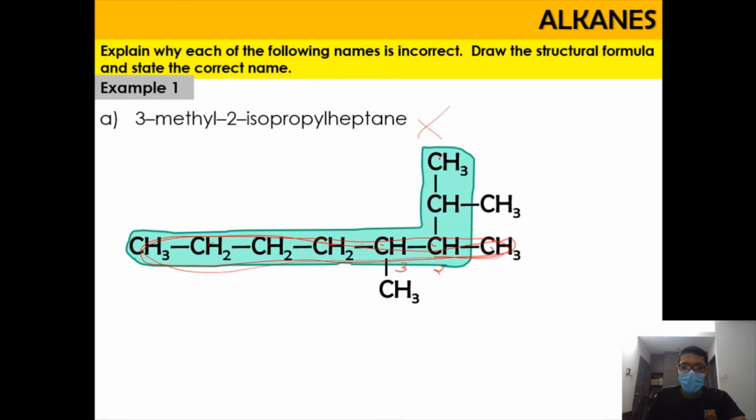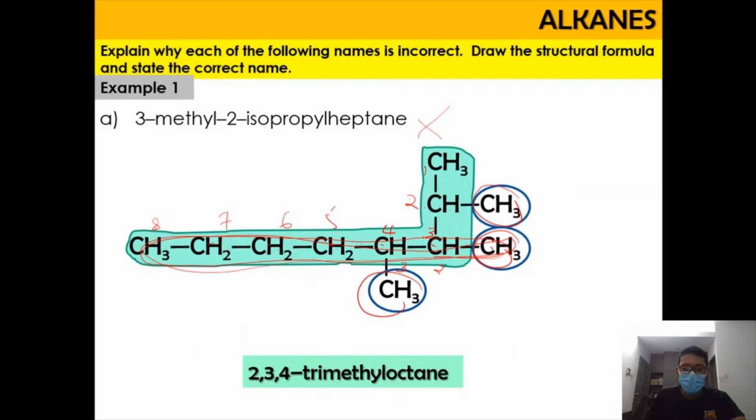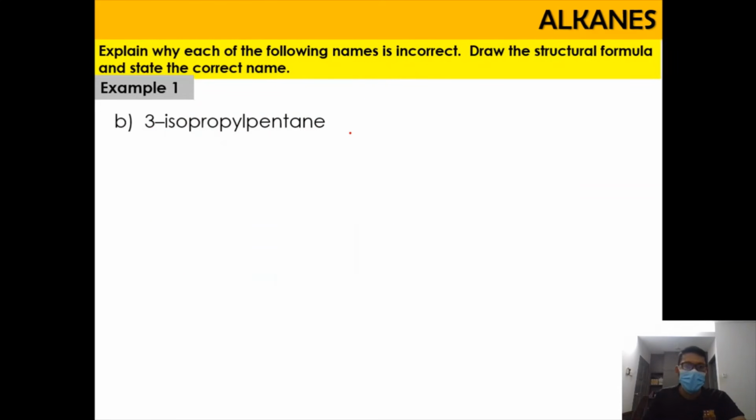We should select the longest carbon chain first, which is 1, 2, 3, 4, 5, 6, 7, 8. So it's going to be octane, and then it's going to have 3 methyl groups, at number 2, number 3, number 4. 1, 2, 3, 4, 5, 6, 7, and 8. Okay, so it's going to be 2,3,4-trimethyloctane, not the naming here. The naming here is incorrect. Alright.